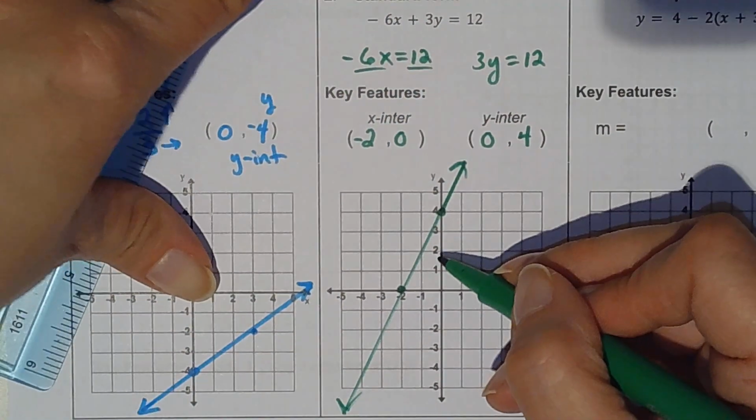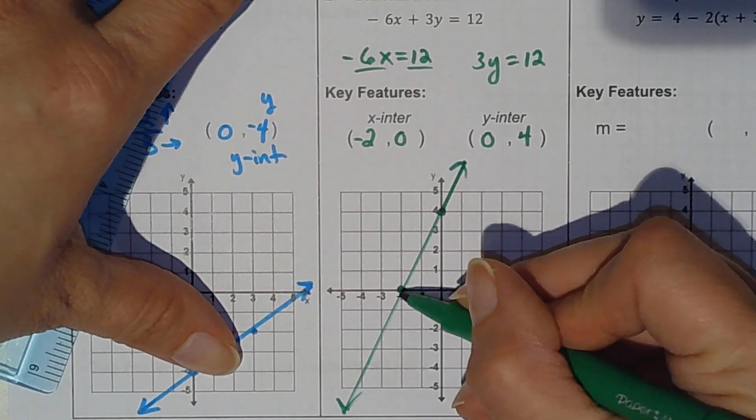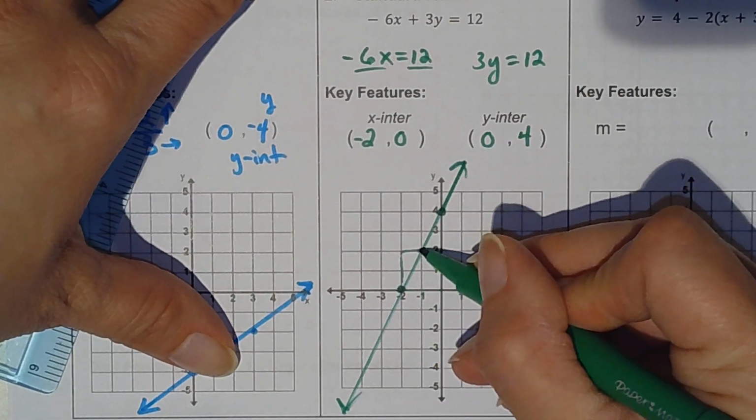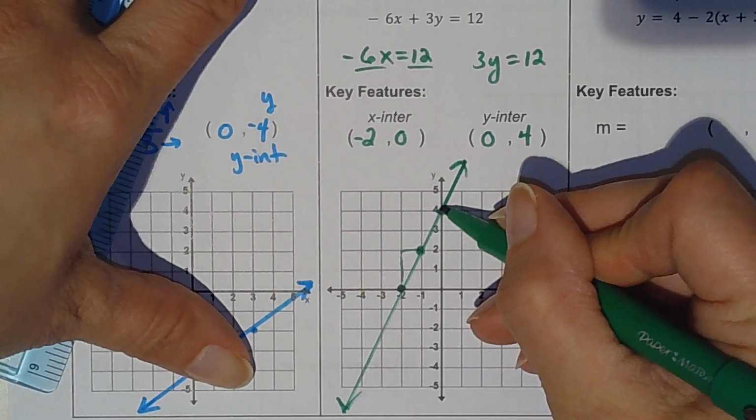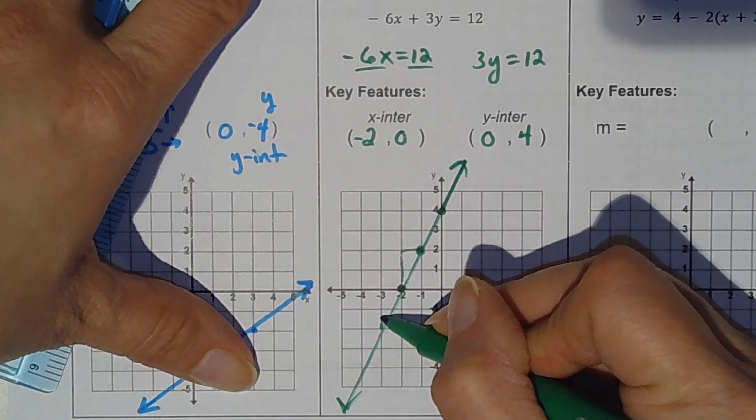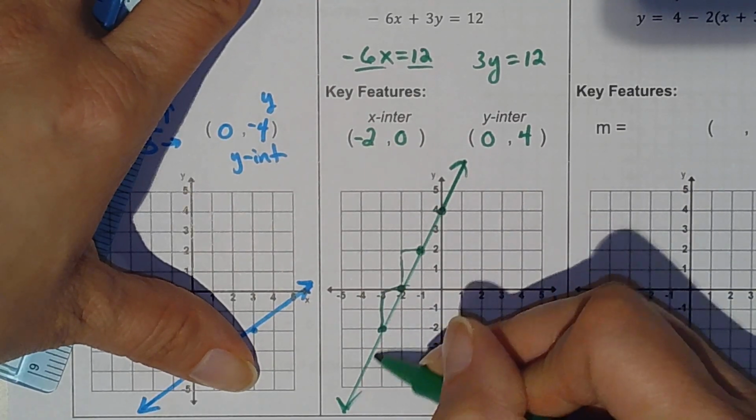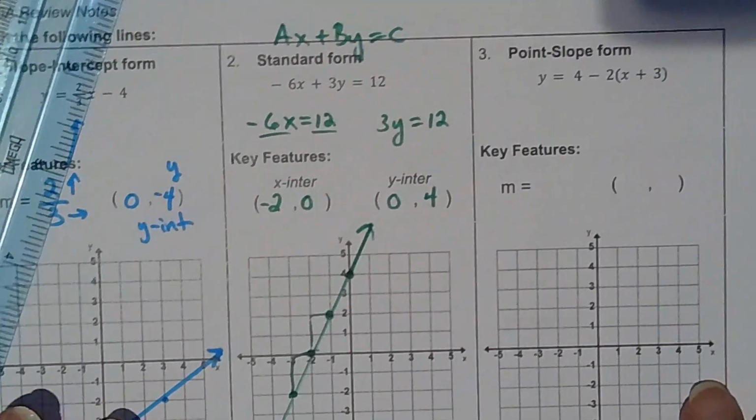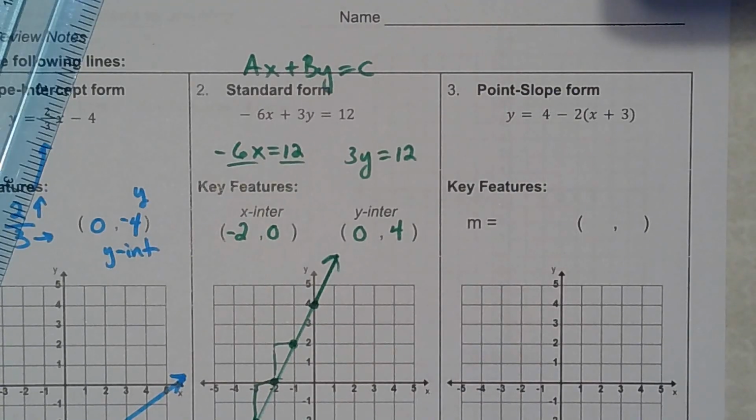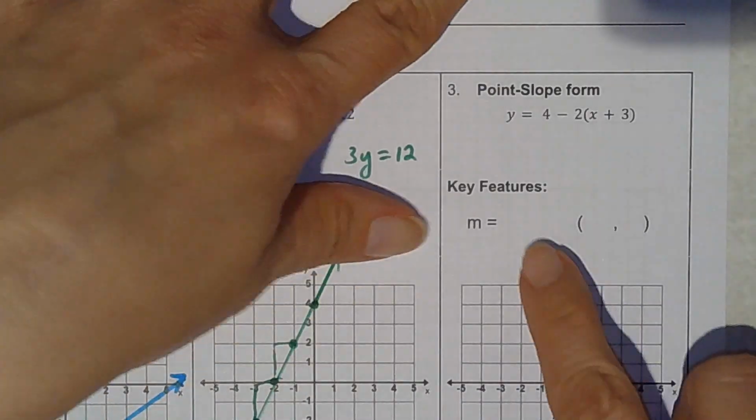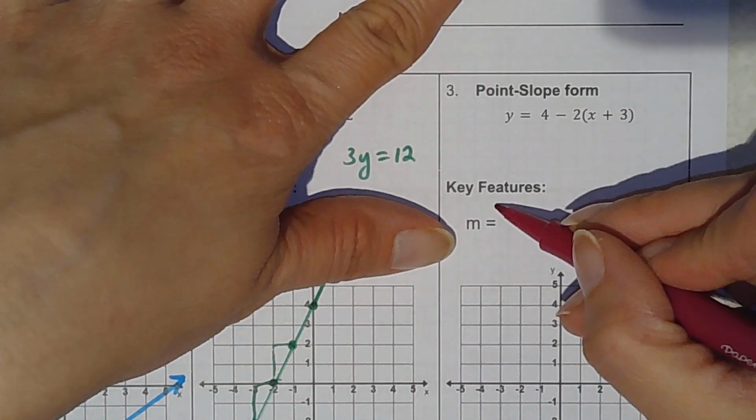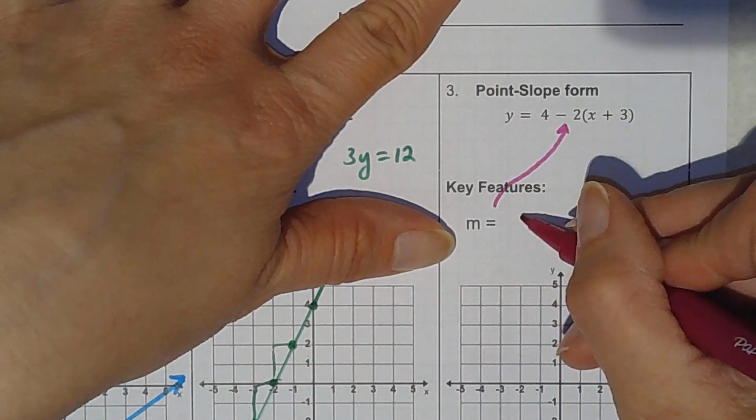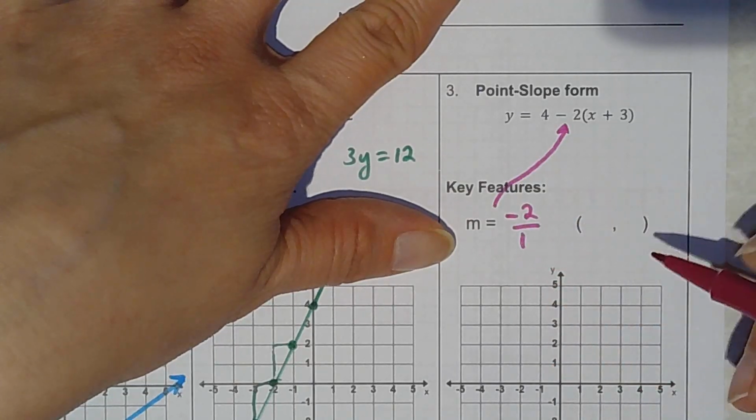Okay, what is the slope of this line? Up 2 over 1. These are all the points on the line. And the last way you can graph a line is if it is in point-slope form. So where is the slope always located? In front of the x. Negative 2 over 1.